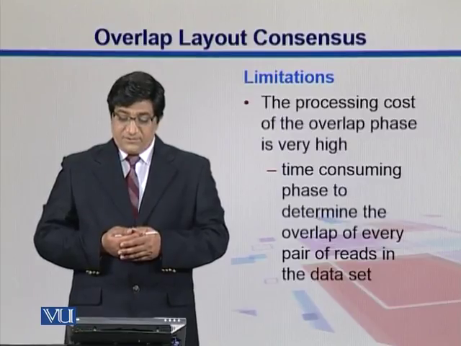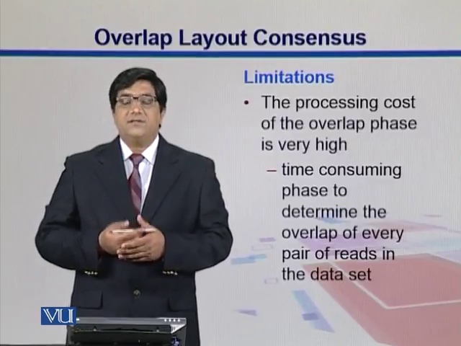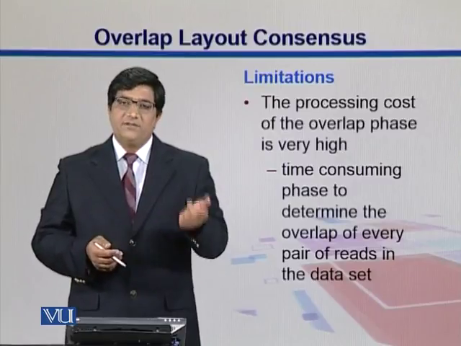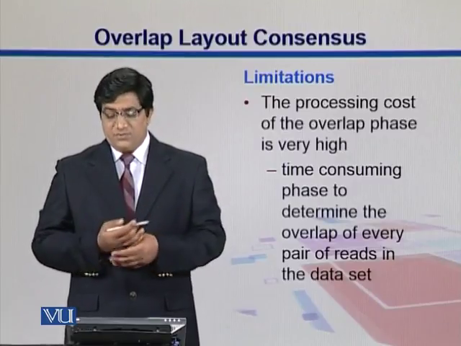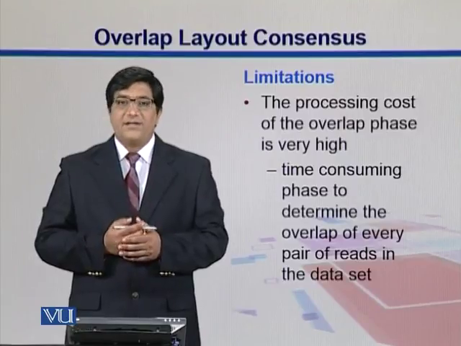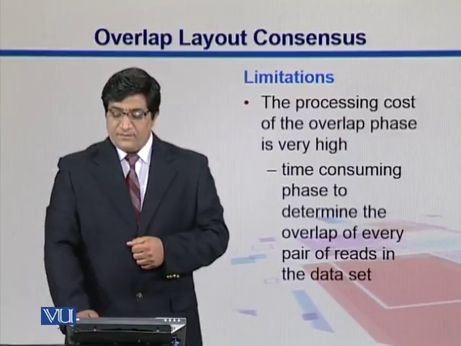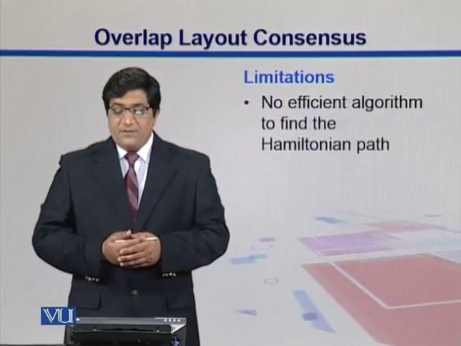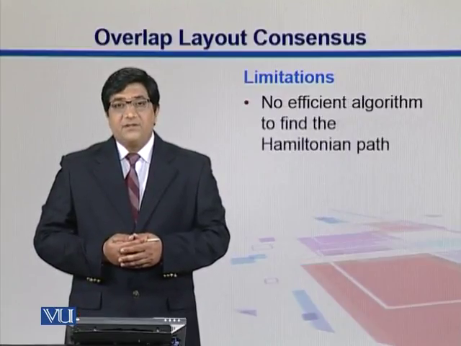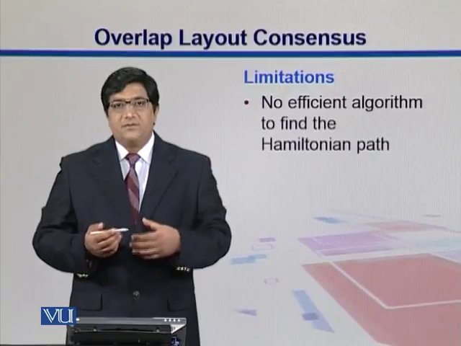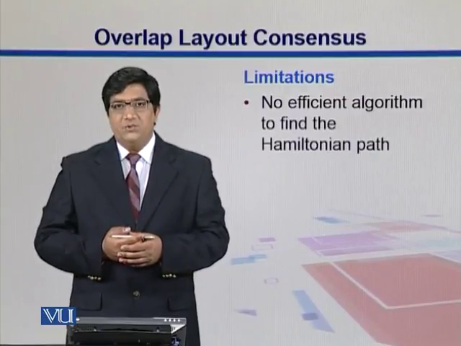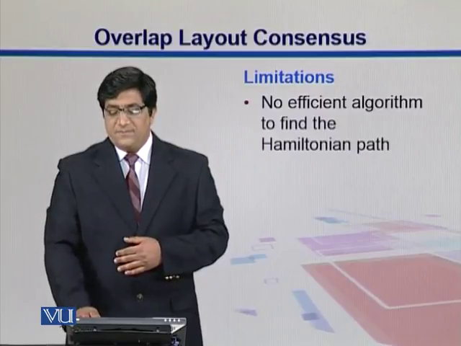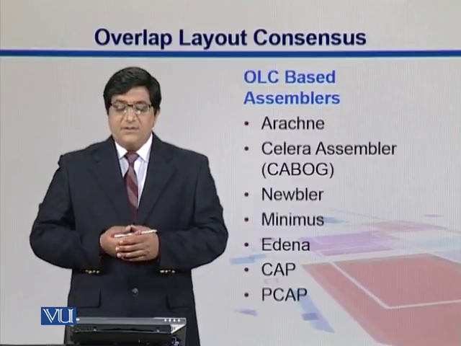Limitations: the processing cost. Obviously, in order to do these overlaps, you need to compare each read with every other read, so it takes too much computation. In the same way, it takes too much time to do all those pairwise comparisons. Another limitation is that the different algorithms used to find the Hamiltonian path are not that efficient. So there is another issue with that.